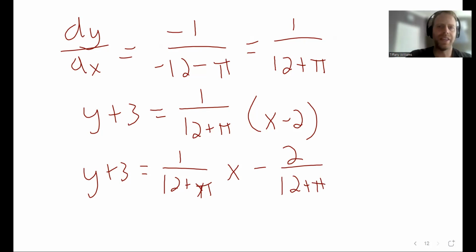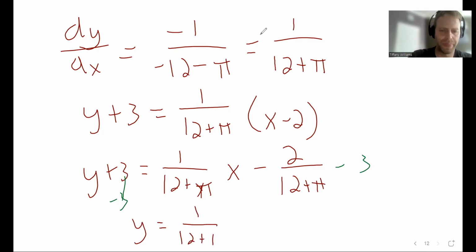All right. And then now to get it into official slope-intercept form, I would subtract 3 from both sides. And then I would get something like this. And then from here, I'm going to work with it a little bit. So 1 over 12 plus pi x minus 2 over 12 plus pi.